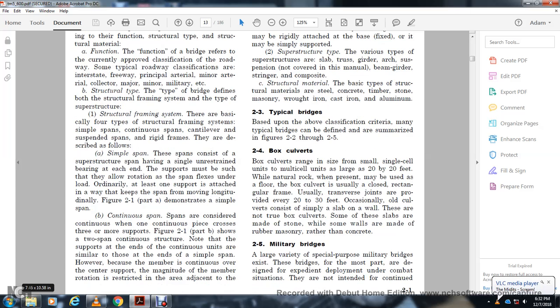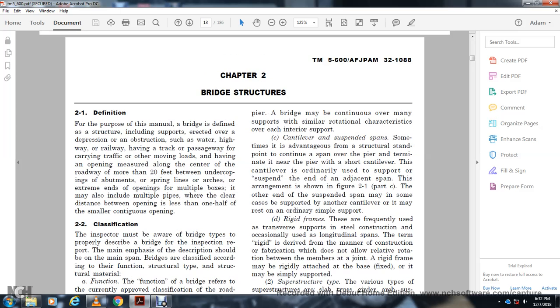A continuous span is a span continuous over three or more supports. Figure 2.1 Part B shows a two-span continuous structure. Note that the supports at the ends of the continuous unit are similar to the ends of a simple span. However, the beam or member is continuous over the center support, with the rotation of the member restricted in the area adjacent to the pier. The bridge may be continued over many supports with a similar rotational character over even the interior supports.